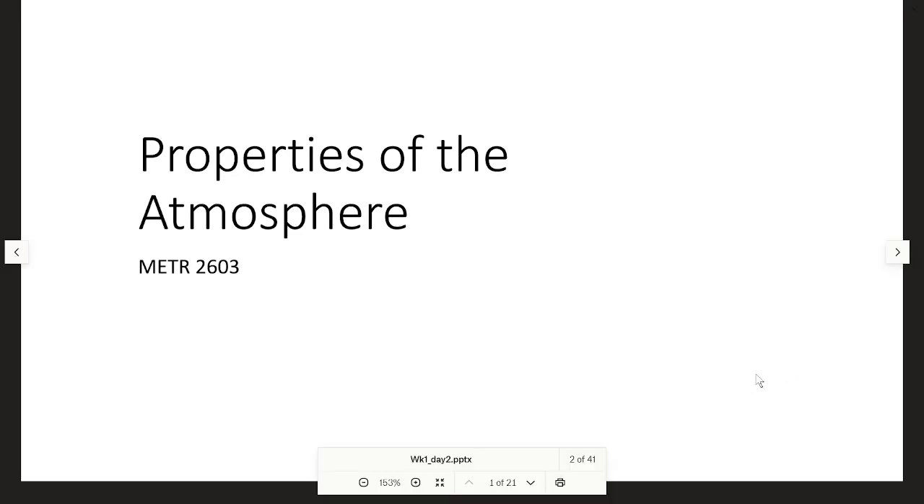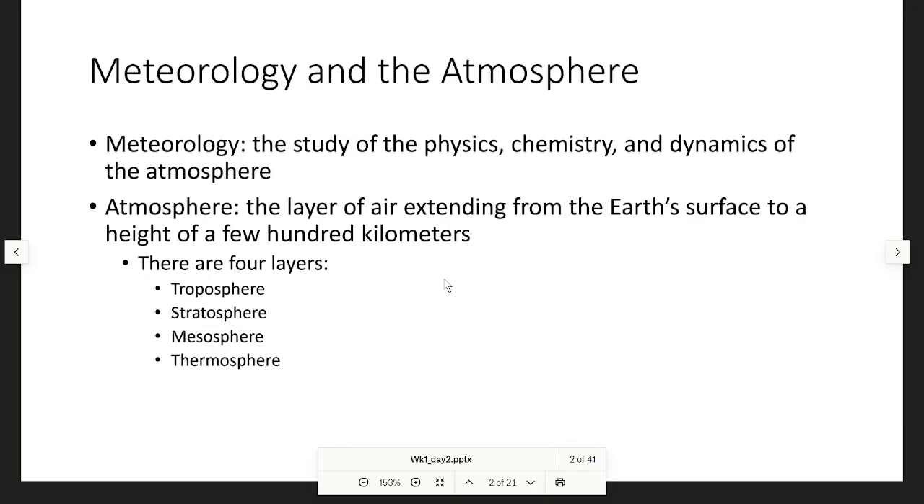Okay, let's start by covering some of the properties of the atmosphere. Meteorology is the study of physics, chemistry, and dynamics of the atmosphere. And the atmosphere is the layer of air extending from Earth's surface to a height of a few hundred kilometers. I had a professor one time compare this: if the Earth was the size of an apple, the atmosphere would be the thickness of the apple's peel.